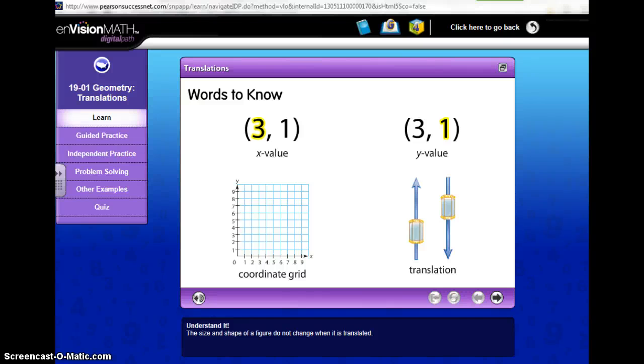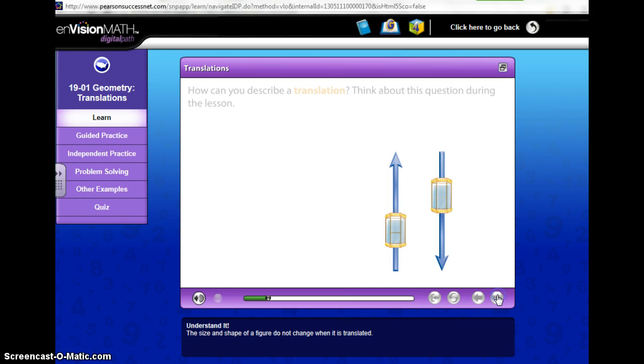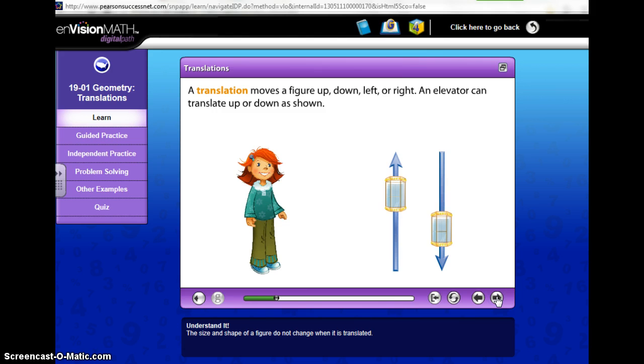All right, today's lesson is on translations, and some of you probably used to call these slides. How can we describe a translation? Well, a translation moves a figure up or down. It even moves it right or left, like an elevator. Actually, translations also can move things at a diagonal, and that's the challenging part that we're going to learn about today.